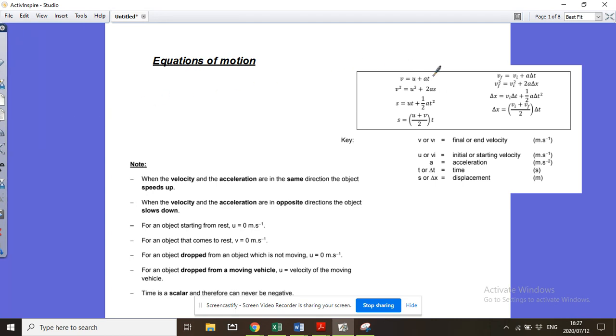So if you say the acceleration is the gradient of the graph, then remember acceleration is going to be your final velocity, or your y2, minus your initial velocity, so v minus u, over the time, which would be on your x-axis. And if you change this around, you can see that that brings you exactly to this equation.